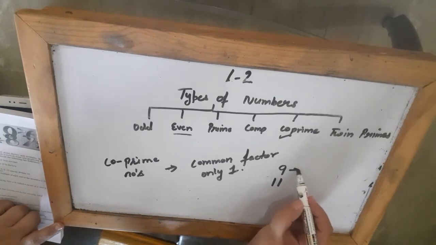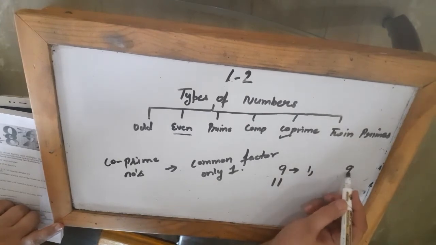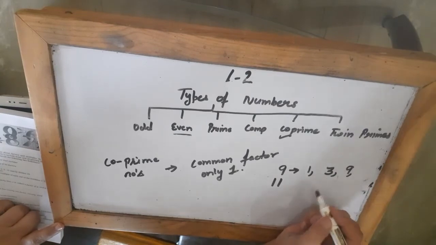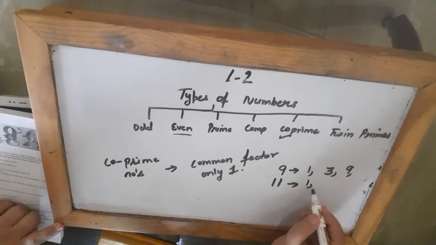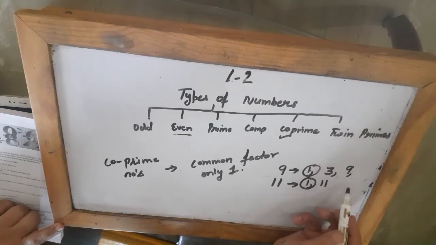So what are the factors of 9? The 9 is divisible by 1 and 9 and also by 3. So 1, 3 and 9 are the factors of 9. Now what are the factors of 11? 11 is a prime number, so it has only two factors, 1 and 11. Now which is a common factor in both of them? 1 only. This is the only common factor, there is no other common factor.